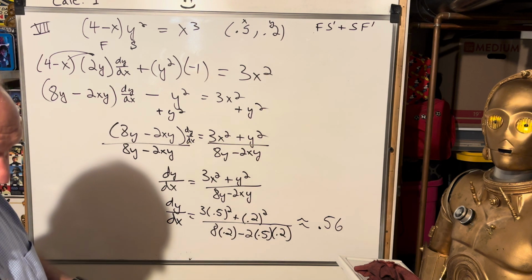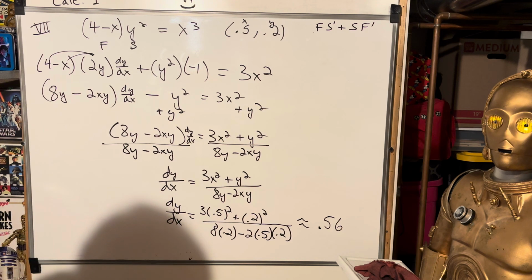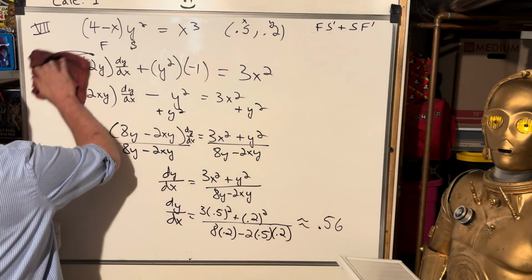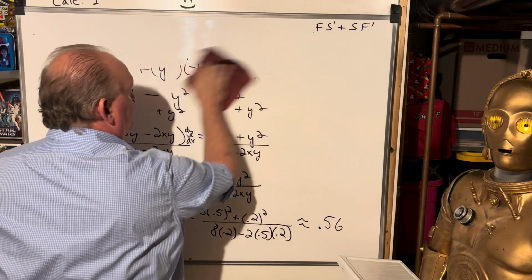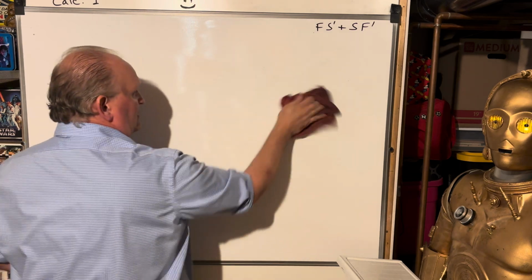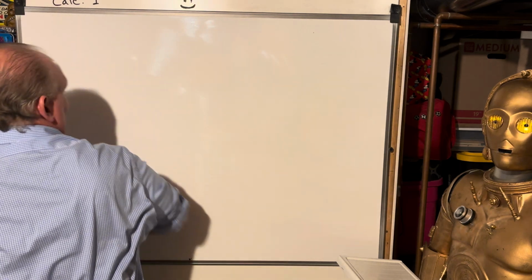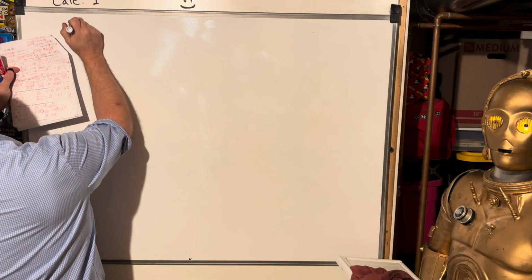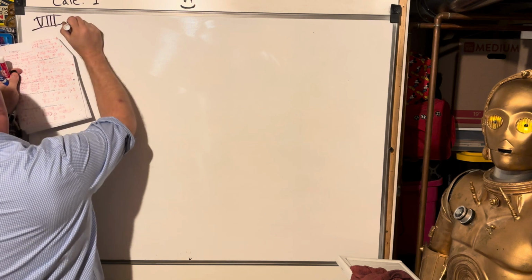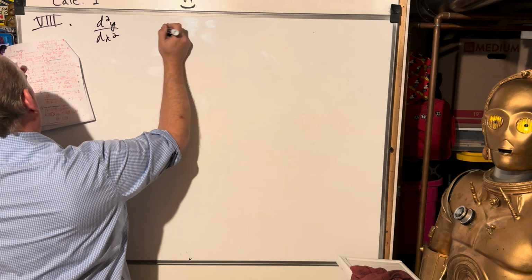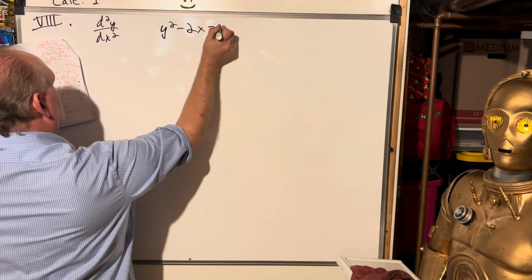All right, for number 8, they want us to find the second derivative. So we got to do the first derivative and then take the derivative of that. So let's go ahead, show you what we have to do for that. Find d2y over dx2, y squared minus 2x equals 3.